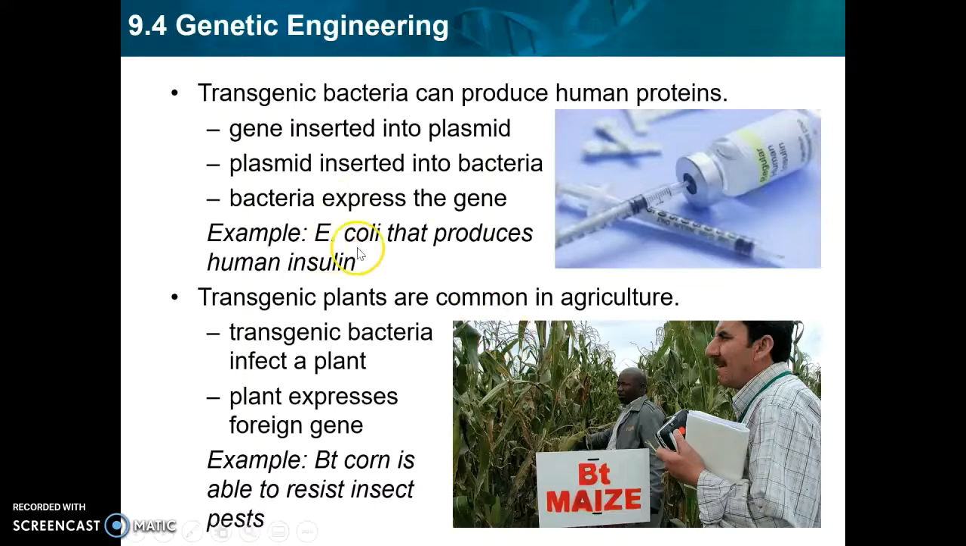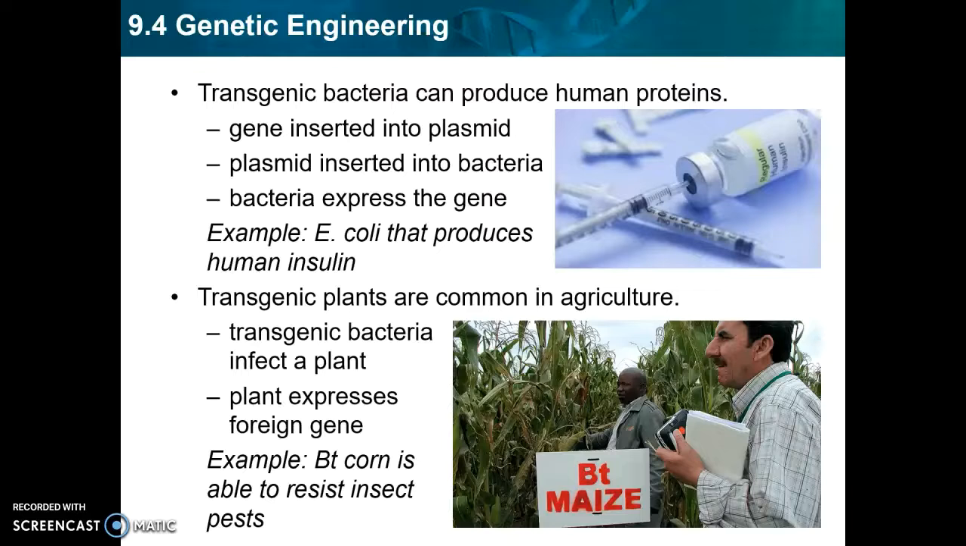So an example of that would be E. coli that has been engineered to produce human insulin. That's actually how we get a lot of our insulin today. It's made by bacteria. By inserting that human insulin gene into the bacteria, they would then have the capability of producing human insulin that is fit for use by diabetics.